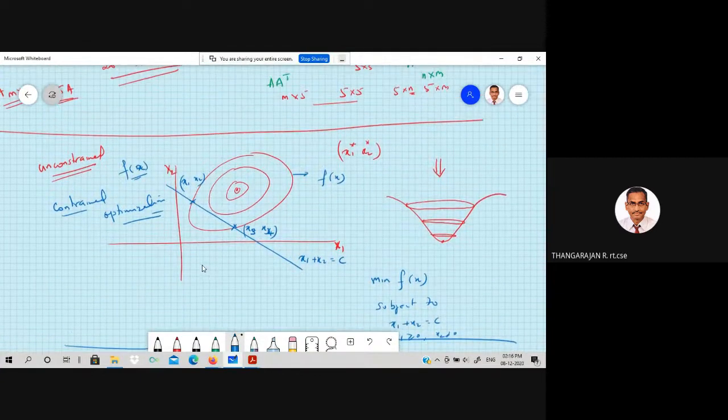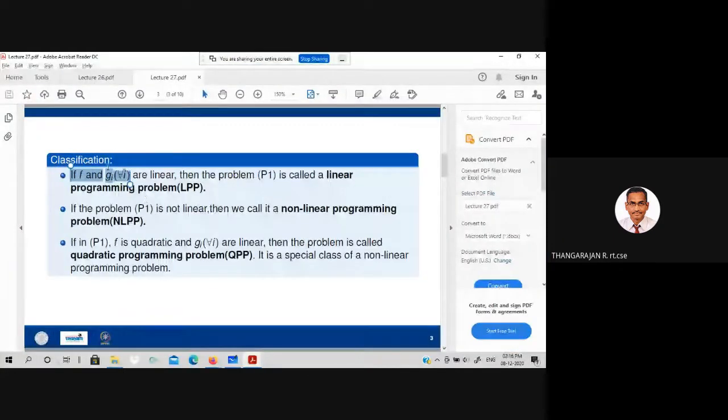In this case, f is not linear, whereas this g is linear. But if both f and g are linear, then we call it a linear programming problem. For a linear programming problem, you have a lot of tools available. You have something called Lingo, you have MATLAB. So you have procedures available with which you can easily solve the problem.